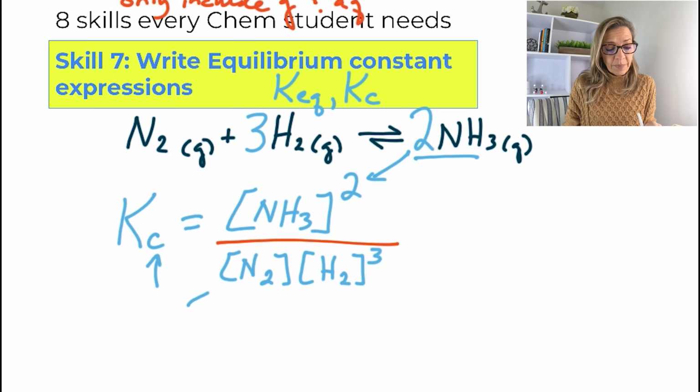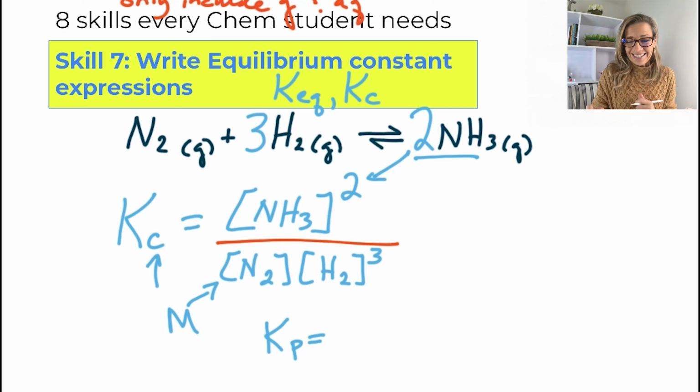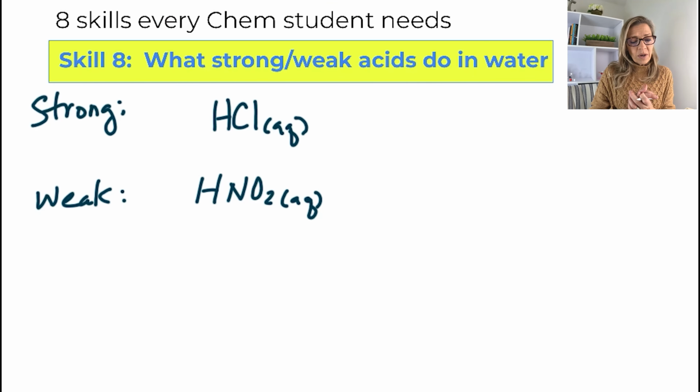Concentration brackets mean molarity. There is also an expression using partial pressures, which would be a Kp. And Kp would involve the partial pressure raised to those exponents, just like these concentrations. All right, and that's for gases, of course. And then the next one would be acids in water.